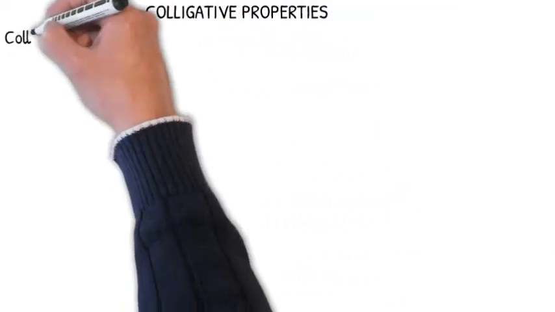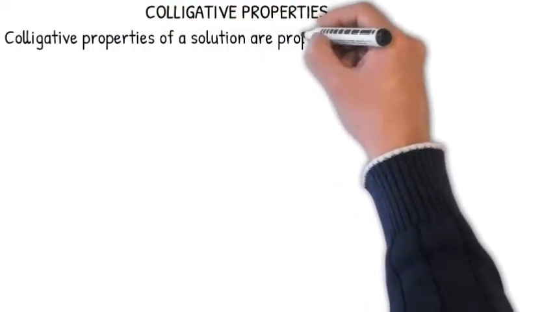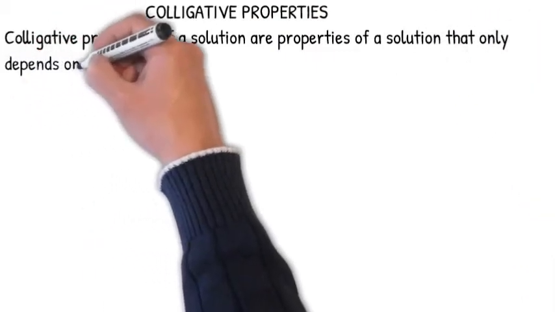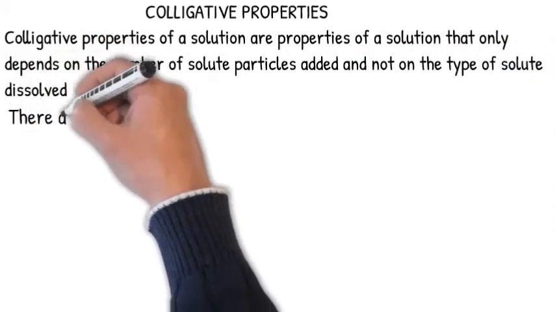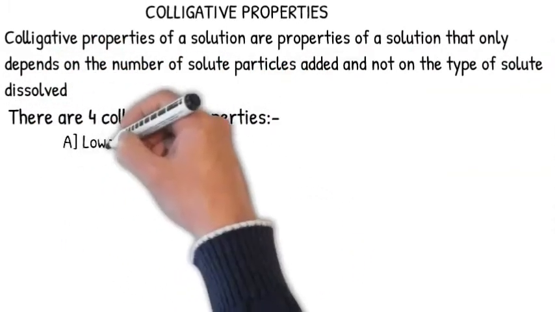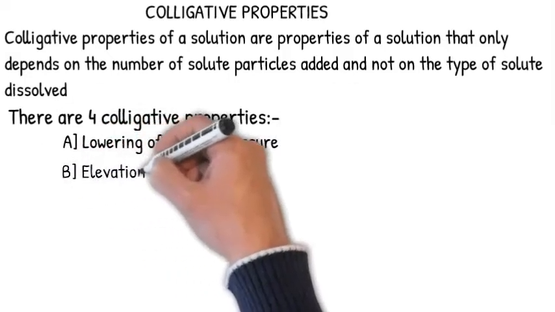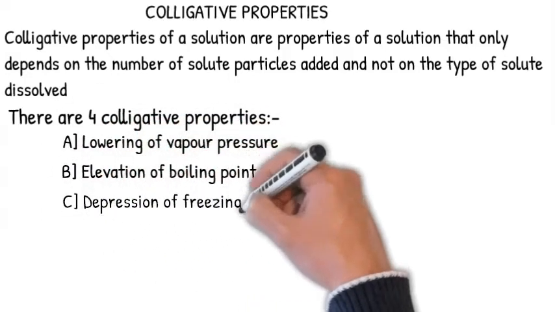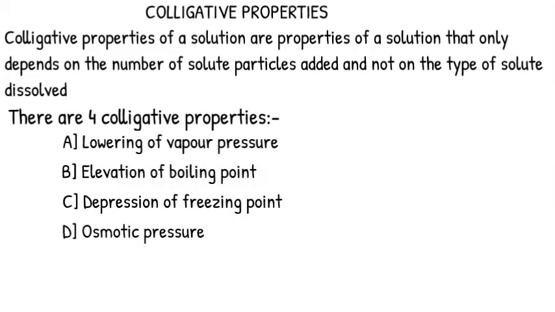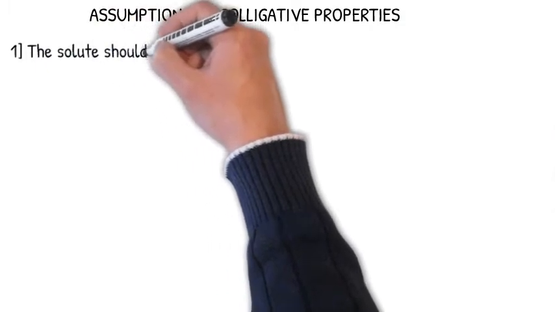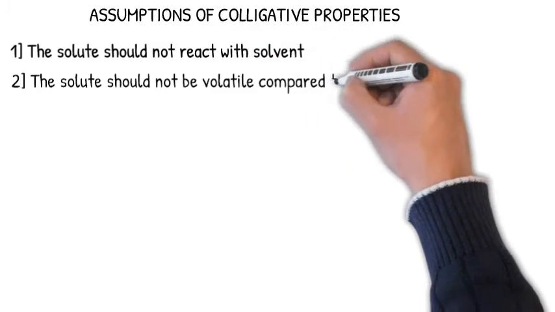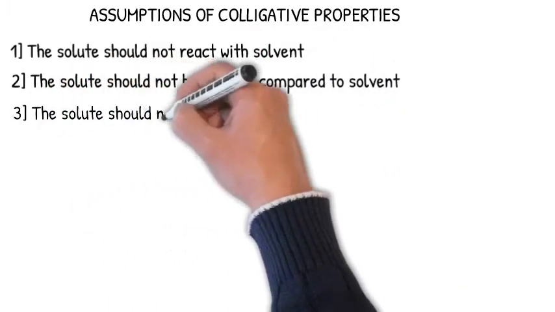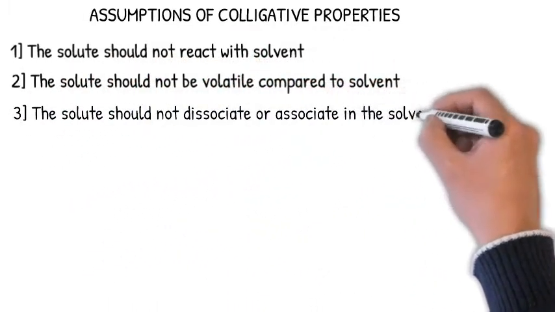Colligative properties. Colligative properties of a solution are properties that depend only on the number of solute particles added and not on the type of solute dissolved. There are 4 colligative properties: lowering of vapor pressure, elevation of boiling point, depression of freezing point, and osmotic pressure. Assumptions of colligative properties. The solute should not react with the solvent. The solute should not be volatile compared to the solvent. The solute should not dissociate or associate in the solvent.